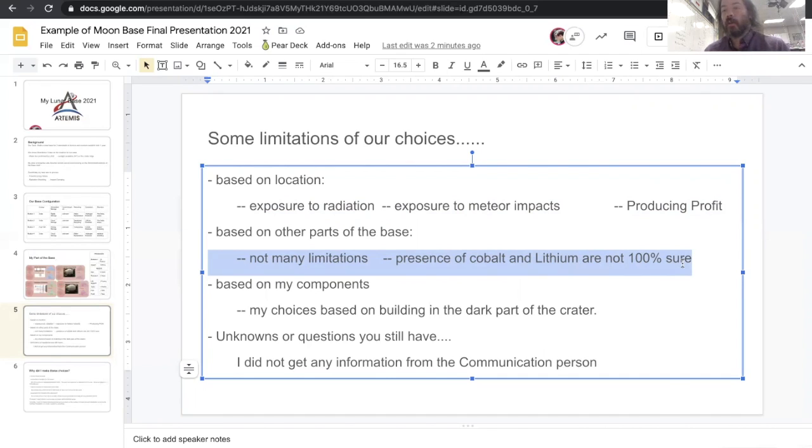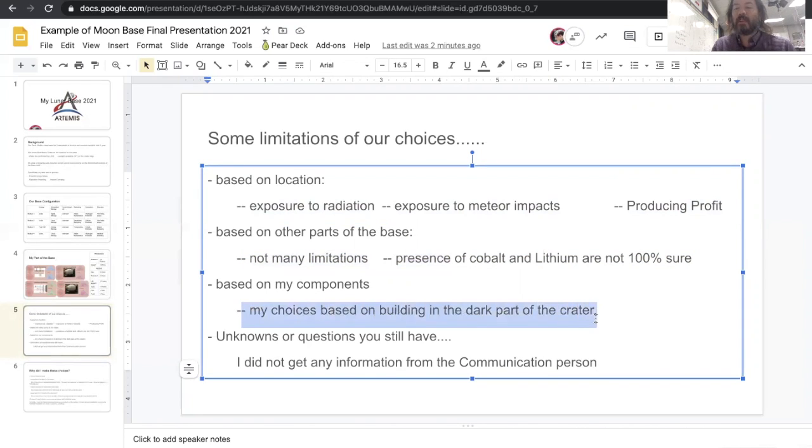For example, these 2 other parts needed like 10 volts of energy, which caused a problem for me, and I had to change my plan. So that's another way to think of it. When did you have to change your plan? And if you didn't change your plan, then why? Okay. What are some limitations based on your components? Okay. And then unknowns. What are some questions or unknowns that you did not get answered?